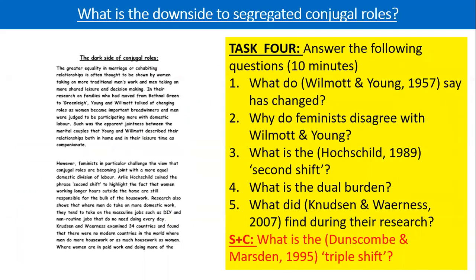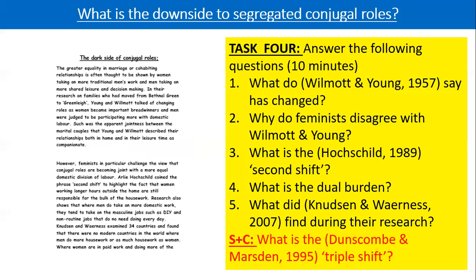So Wilmot and Young are essentially saying that there's been this shift from segregated conjugal roles to more joint conjugal roles. So there's more contribution from men, essentially. And even if it is segregated or separate conjugal roles, it's becoming a lot more equal. And they refer to this, in fact, as the march of progress. So things are getting better, that's what they're saying, more equal.